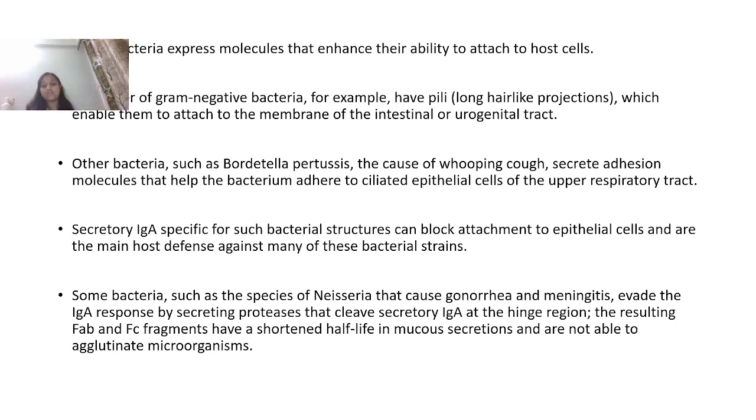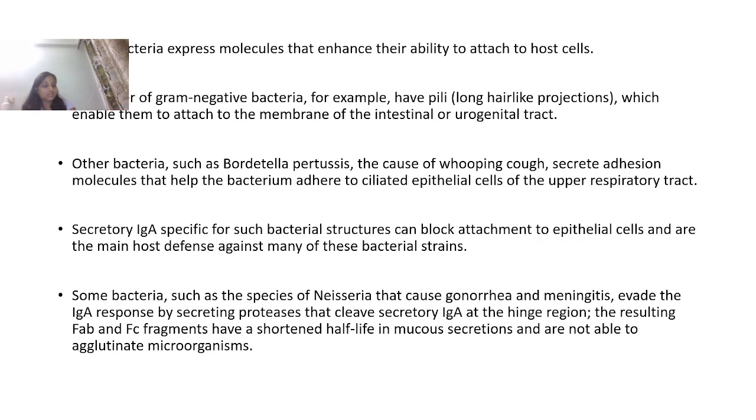However, as I already showed, some bacteria such as Neisseria, which causes gonorrhea as well as meningitis, evade the IgA response by secreting proteases that will cleave the dimer. IgA needs to form a dimer to have its action, but these bacteria cleave the dimer at the hinge region where the two are joined, resulting in Fab and Fc fragments having a shortened half-life in mucus secretion, and they are not able to agglutinate microorganisms.